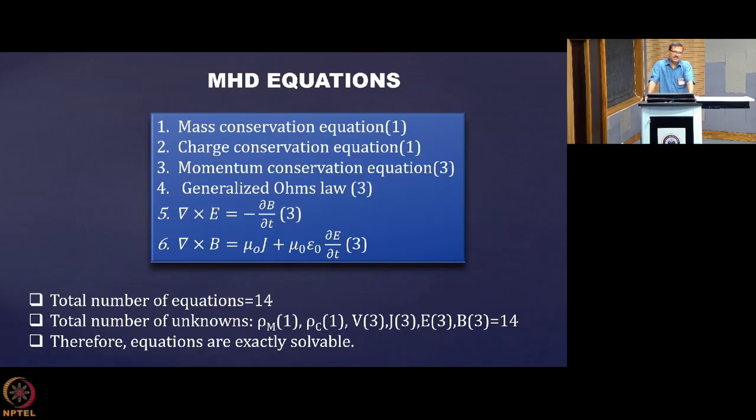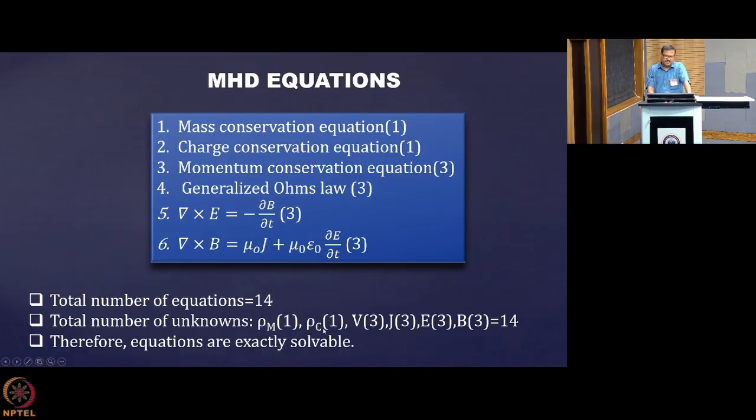So you can see I have written in the bracket how many equations you can get from there based on the components. These are vector equations, so you are getting 3 components from each, and these are scalar equations, so you are getting 1 from each. So what total have you got here? You have got 3 plus 3 plus 3, 9, plus 3, 12, and 2, 14. And how many total unknowns are there here?